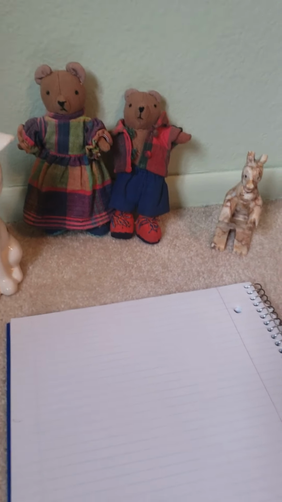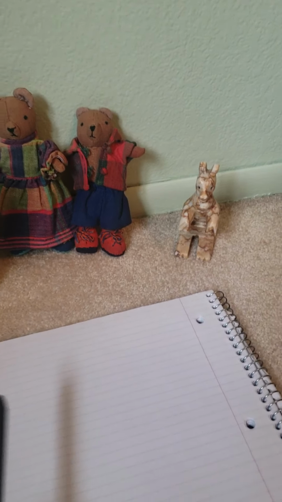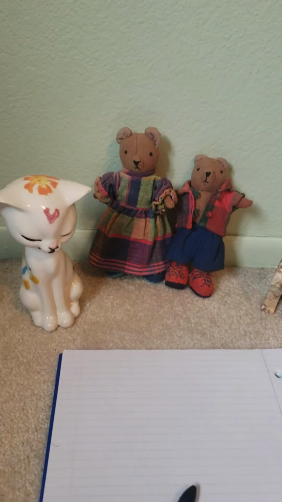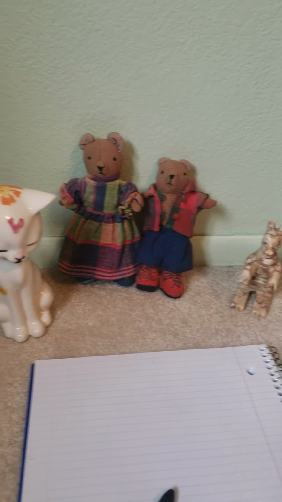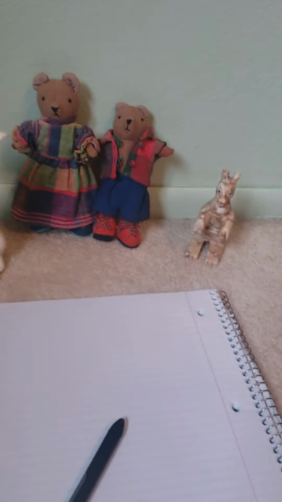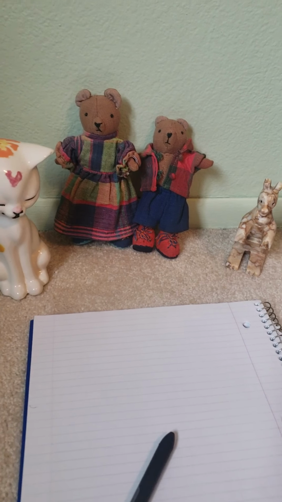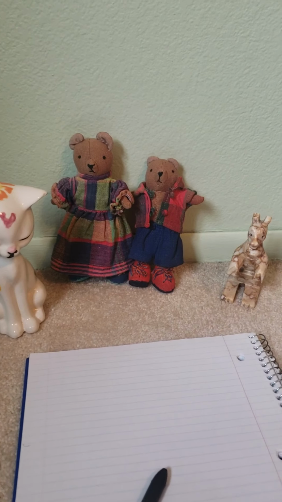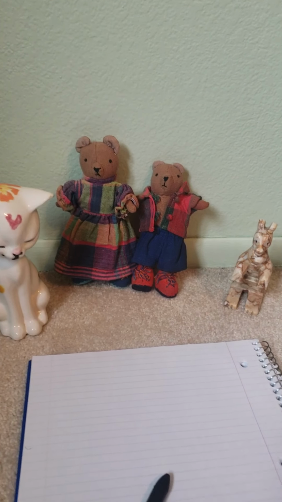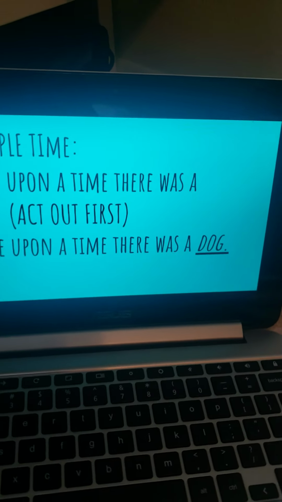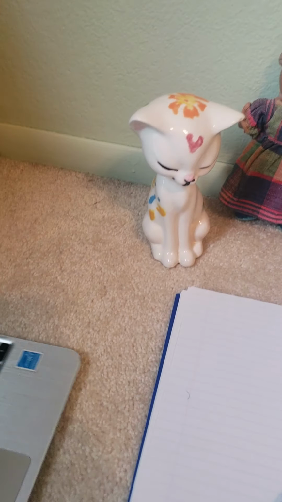Then once we're finished discussing it, you're going to pass the marker and the whiteboard to the next person in your group. That's a lot of information, so let me give you a quick idea of how it's going to go. If I say, once upon a time there was a dog, you might act how? You can wag your tail, you can pretend to lick your hand, things like that, like a dog. And then I'm going to show you this, and it says, once upon a time there was a dog.